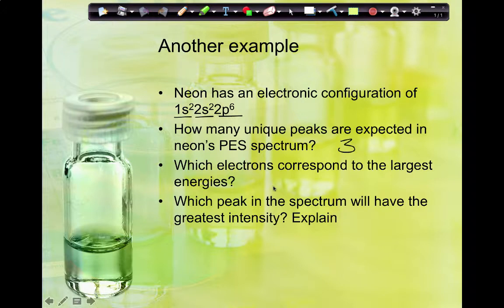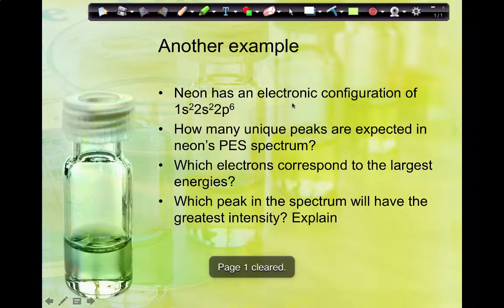Which electrons correspond to the largest energies? Well, the ones closer to the nucleus. So that would be the 1s2 electrons. And then which peak in the spectrum will have the greatest intensity? Intensity is another way to say the greatest height or the largest. So that should be the 3rd peak or the 2p peak, because there are more electrons.